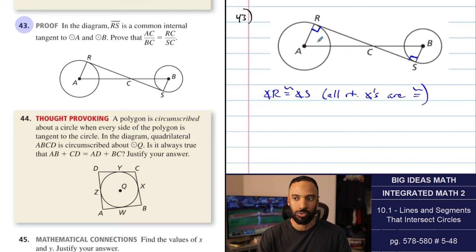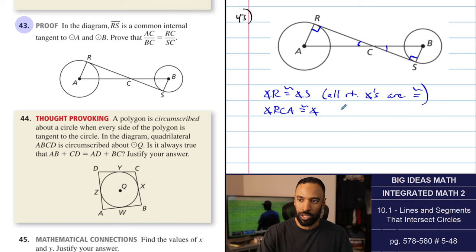Okay, there's that. I guess you could say they're parallel. Well, here, let's talk about the vertical angles. We got vertical angles right here. These are congruent. If I can get angle, I'm good. So let's say angle RCA is congruent to angle SCB. Those are vertical angles that are congruent.